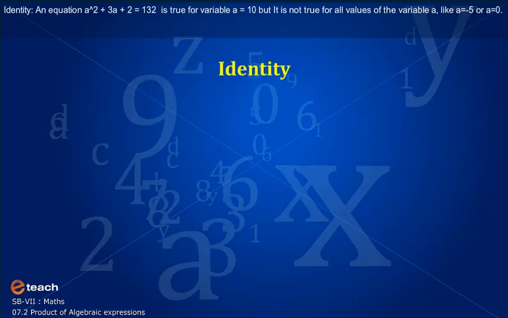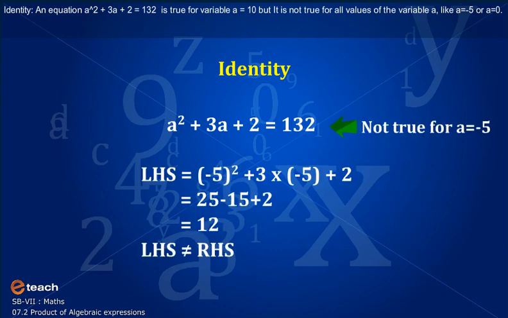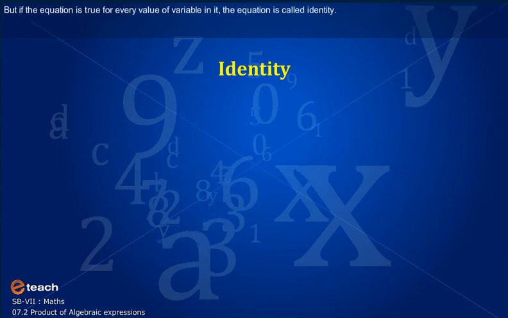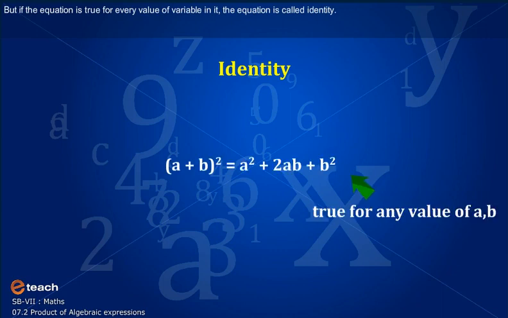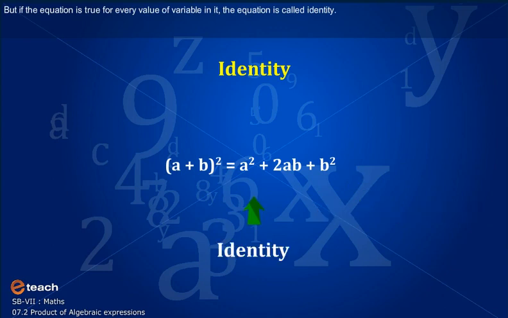Identity. The equation a square plus 3a plus 2 is equal to 132 is true for the variable a equal to 10. But it is not true for all values of the variable a, like a equal to minus 5 or a equal to 0. But if the equation is true for every value of the variable in it, the equation is called an identity.